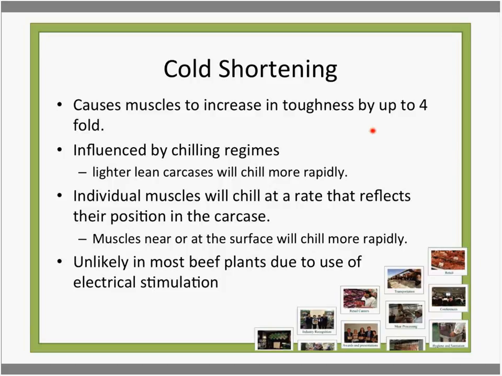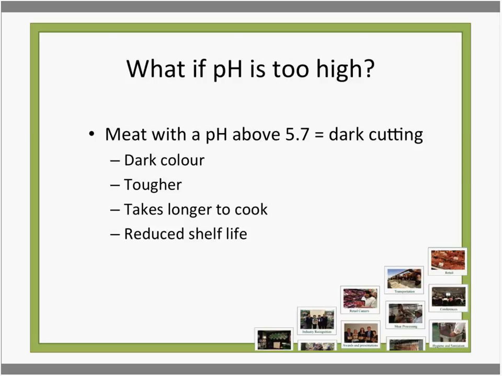Because we drop that pH temperature decline so much at the beginning, we end up with dark cutting less often because we've used up all of the glycogen in the cells so quickly. So if the pH in the cell is too high, you've got dark colour, you've got tougher meat, it takes longer to cook, and it reduces the shelf life.